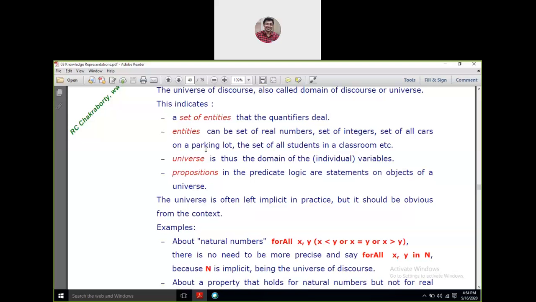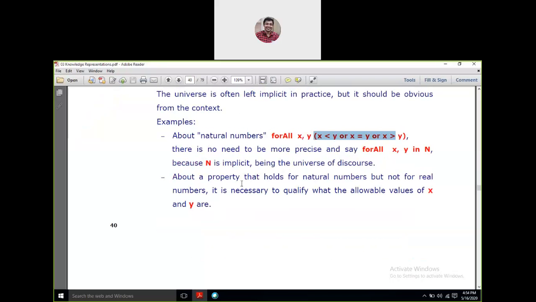The best way to understand this is through natural numbers. So for all x and y, there is some condition given. There is no need to be more precise and say for all x and y in n, that means within the natural number boundary, which we call the universe of discourse. Here in this case, n is implicit. That means n is not stated in all conditions, and it is presumably understood that n belongs to the universe of discourse. That means the larger set to which it belongs. Fine.